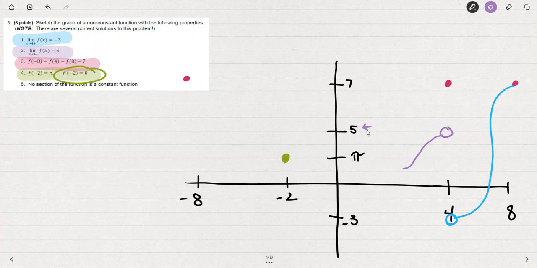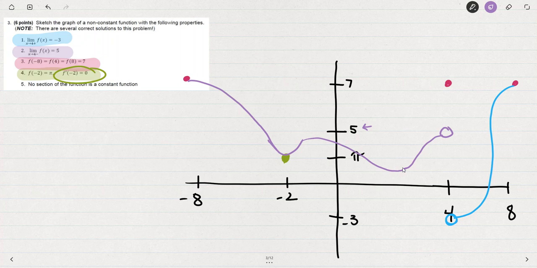The last piece we need is this derivative. So if the derivative is 0, means we're getting something like this, or this. Either one is fine. So now let me just connect this up. And there you have it.